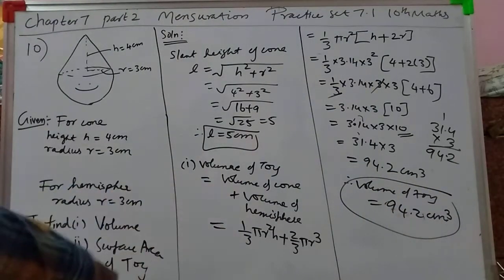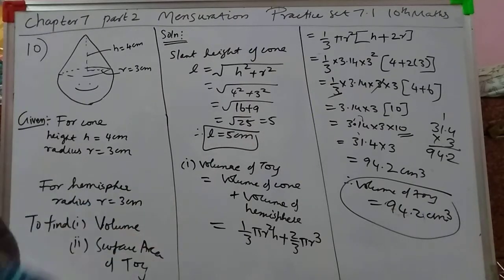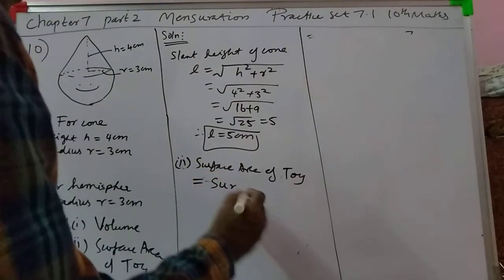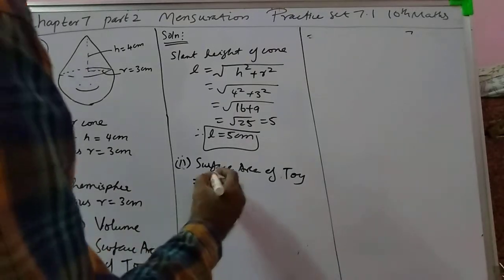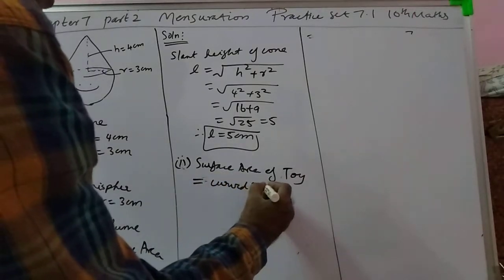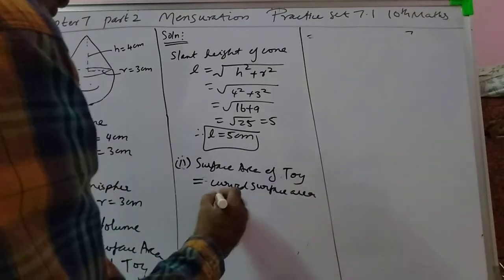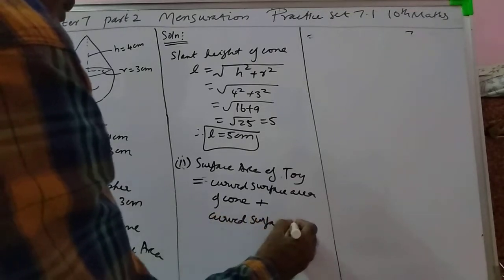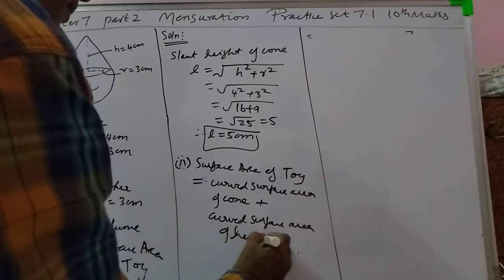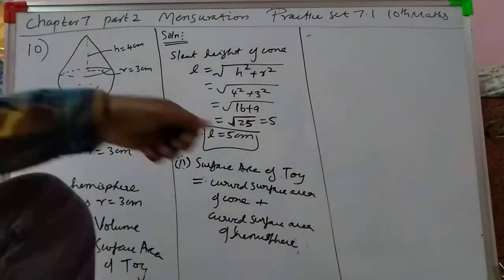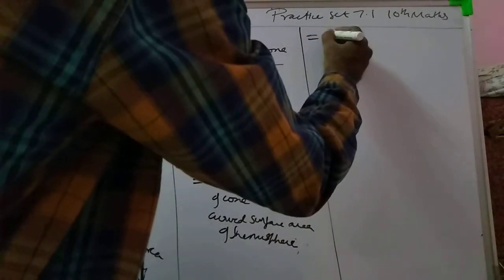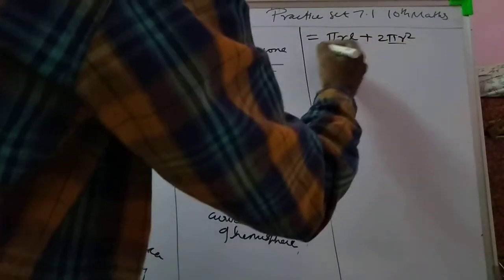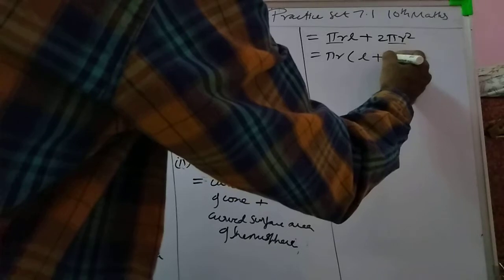Now we will do surface area, okay. Second is surface area, okay. Now surface area of toy is equal to curved surface area, so that will become curved surface area of cone plus curved surface area of hemisphere, okay. So we write the formula for this. This will become pi r l plus 2 pi r square. Pi r is common, take it outside, you get pi r times L plus 2r, okay.